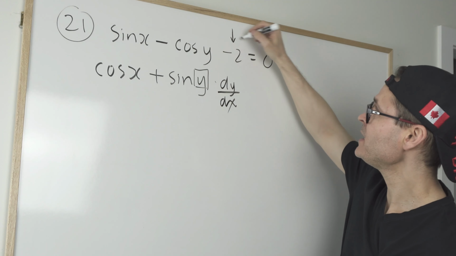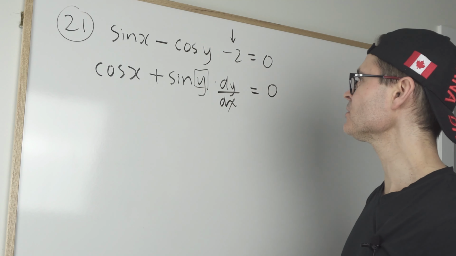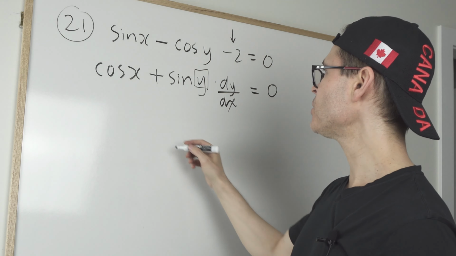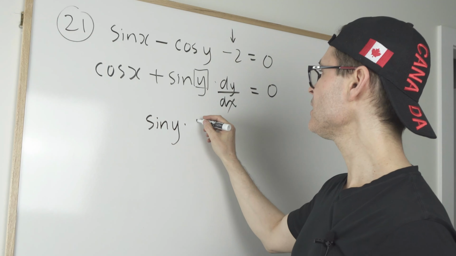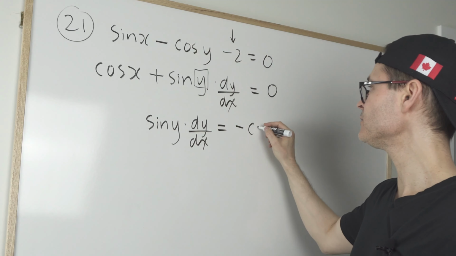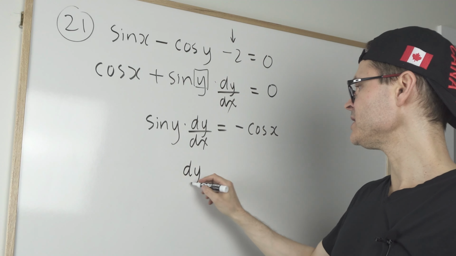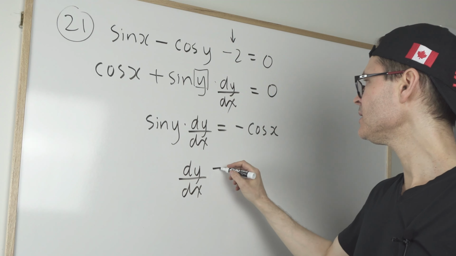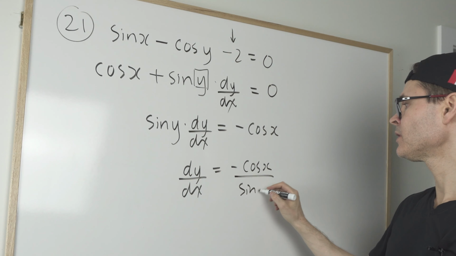And the derivative of negative 2 is 0. I'm not going to write it. And the derivative of 0 is just 0. Okay, this is pretty good. So I'm going to say the sine of y times dy/dx is equal to negative cosine x. And therefore, dy/dx is equal to negative cosine x all over the sine of y.